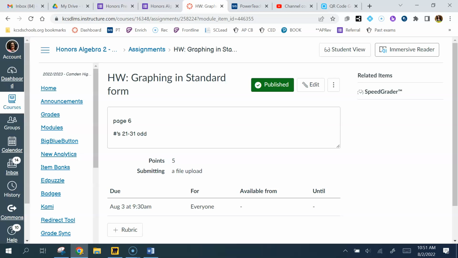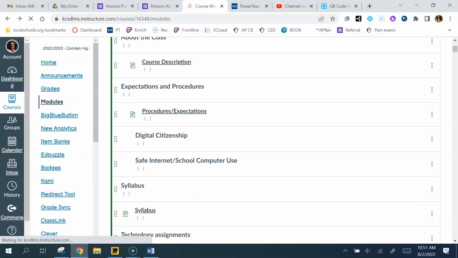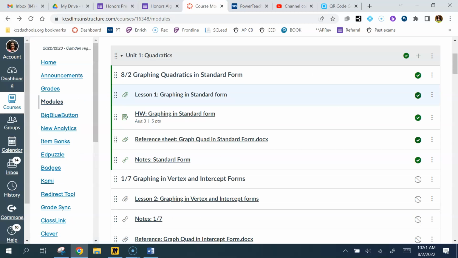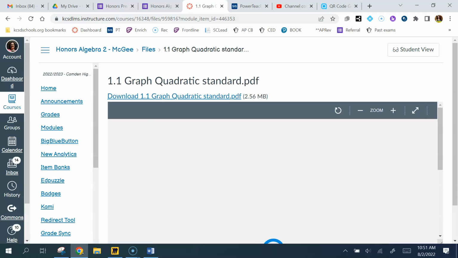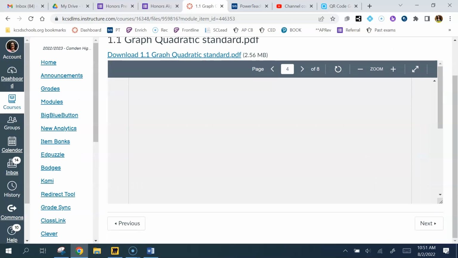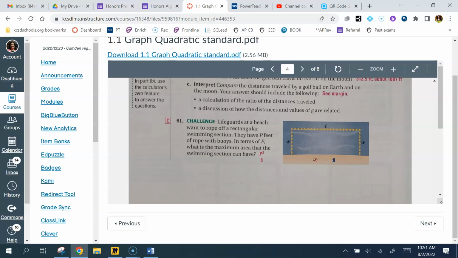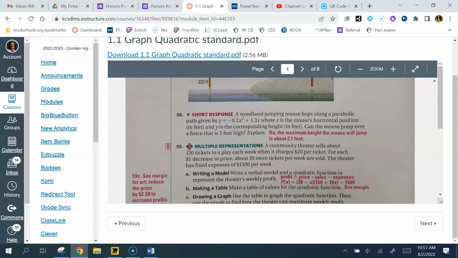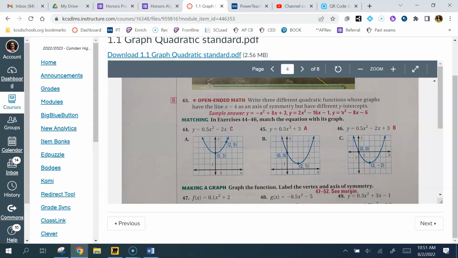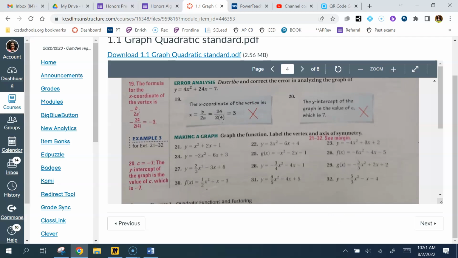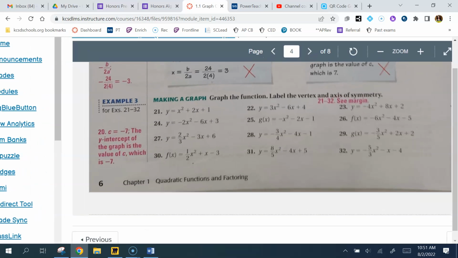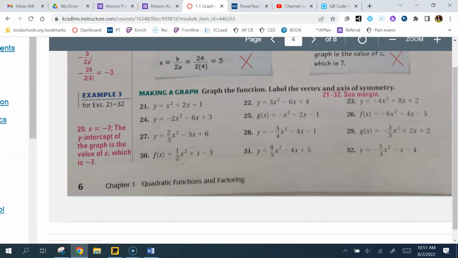Your Chromebook's dead? I'll post the page up here. I'll keep it up here for you. 21 to 31 odd. Let me come here. So you'll scroll to the very bottom here of this PDF file. There we go. Oh no, the answers got cut off on that one. Okay, well I'll have to find them.